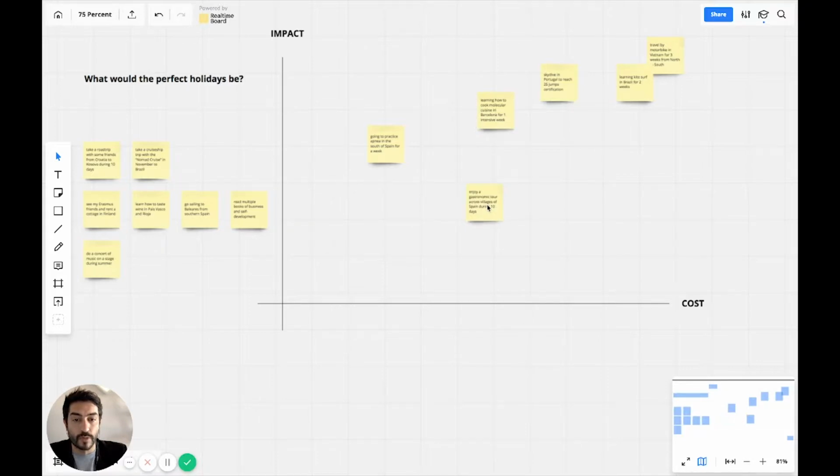Enjoy a gastronomic tour across villages in Spain during 10 days. The cost is moderate. To organize it's moderate. The impact is as well moderate in my case. I would enjoy it, but maybe not as much as the rest.